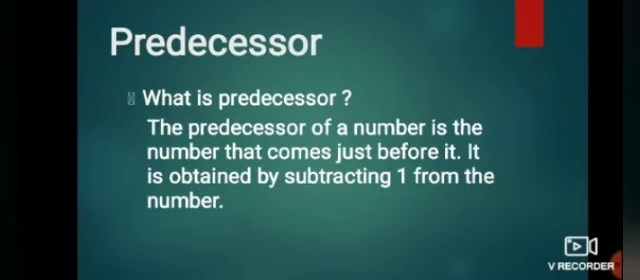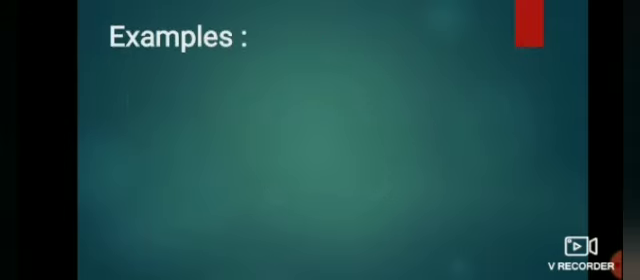So the predecessor of a number is the number that comes just before it. It is obtained by subtracting 1 from the number. That means you have to just subtract 1 from the given number. That is called a predecessor. Okay. So let's see through an example.